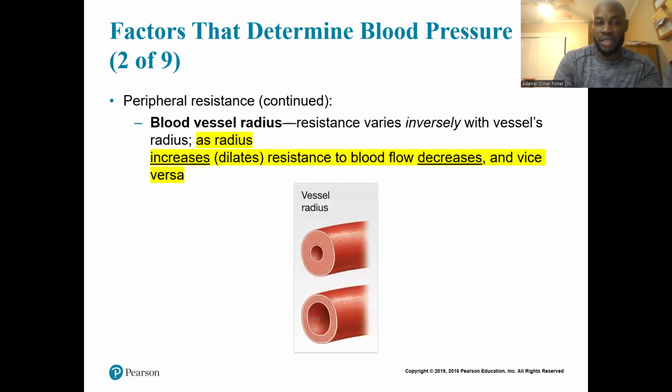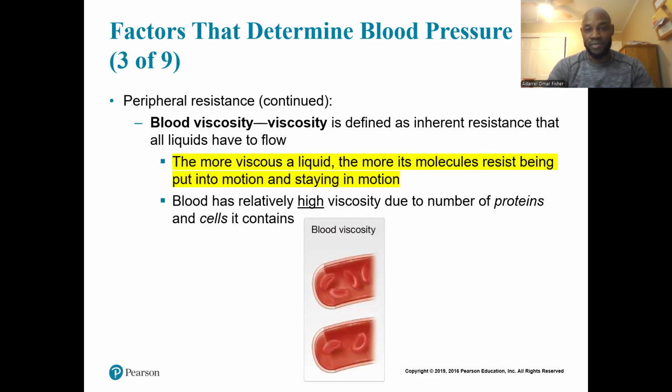Blood vessel radius, inversely related, right? So if I'm pumping hard through a small vessel, the pressure is going to be high. But if I have a big space, a big vessel, and I'm pumping blood through it, the same pump, the pressure will be lower. So it's inversely related to the radius. And then we have viscosity, right?